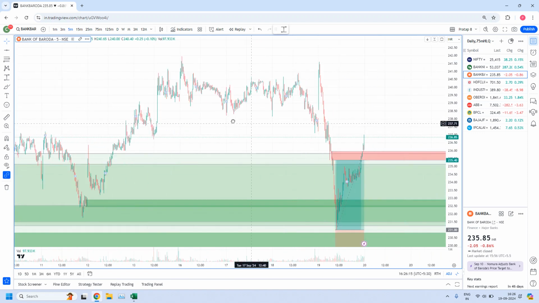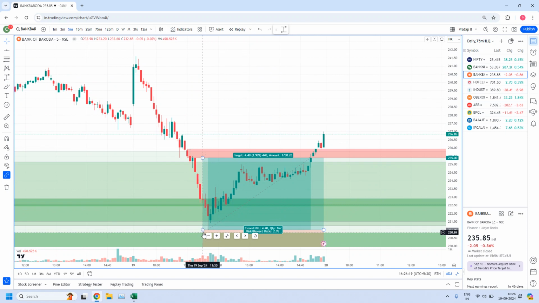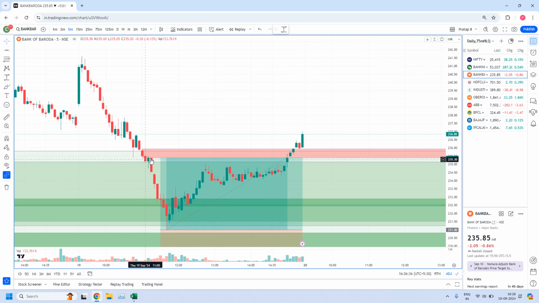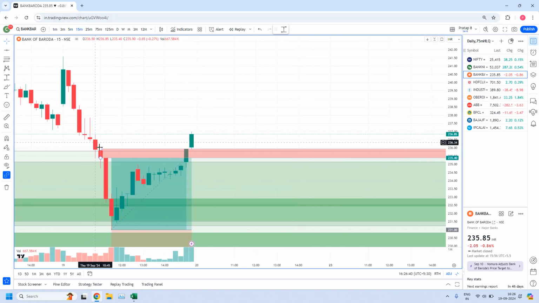And today you see what happened? Prices reached exactly our entry buffer area. Around 4 paisa inside it went. We got a clear trade. At which candle did we get it? The 11:40 candle. It entered into the zone and reached this 15 minutes target. This is the 15 minutes target.